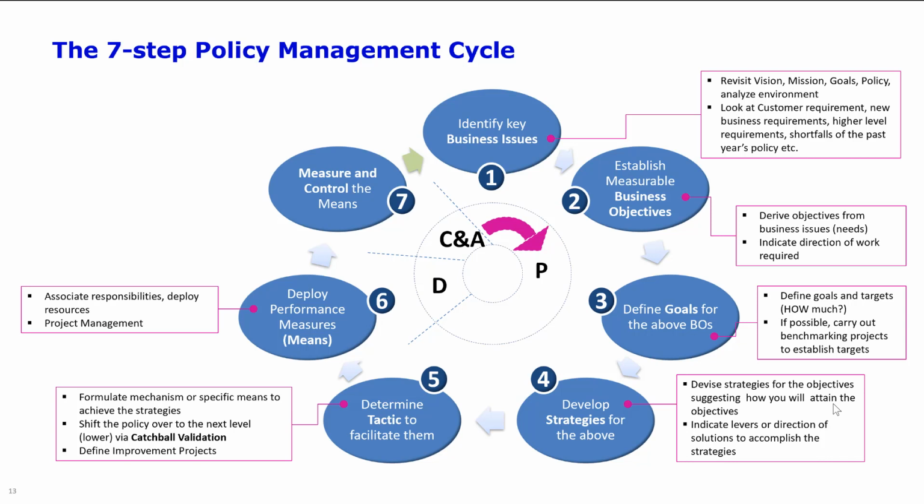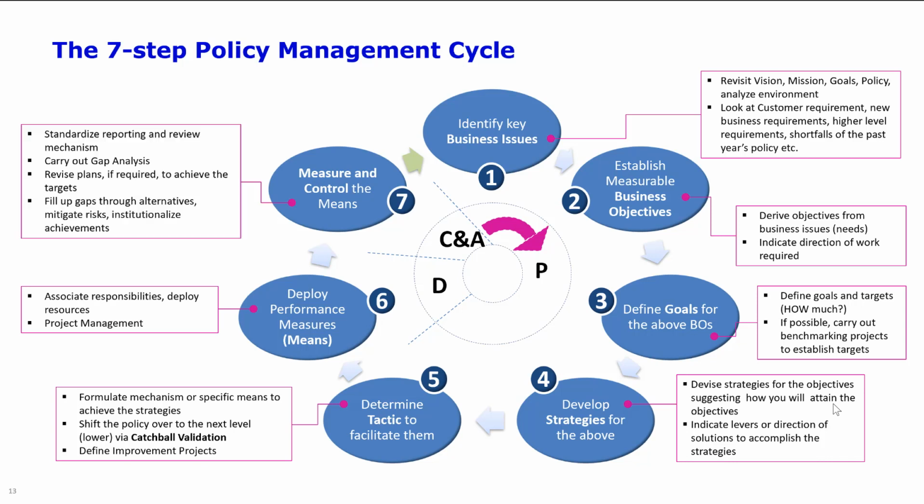Then we deploy, associate responsibilities, and complete the project. And in the end, we standardize the reporting and review mechanism, carrying out gap analysis, revise plans, any midterm corrections if required, and fill those gaps through alternatives. Also, we mitigate the risks and then finally institutionalize the whole process. So this is the 7-step cycle which runs every year and is known as the policy management cycle.